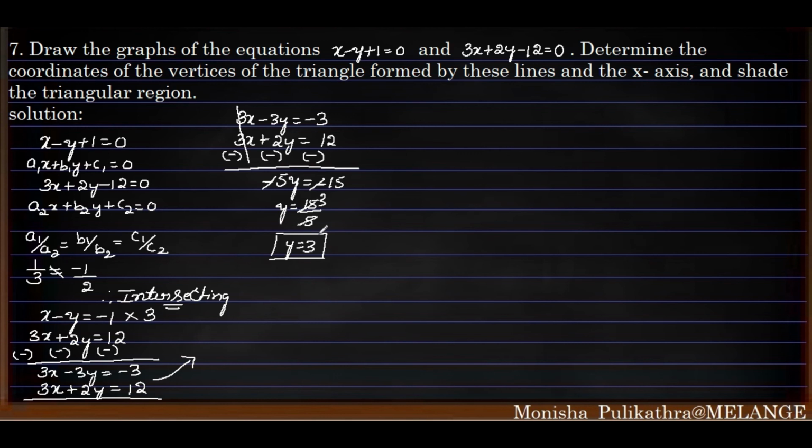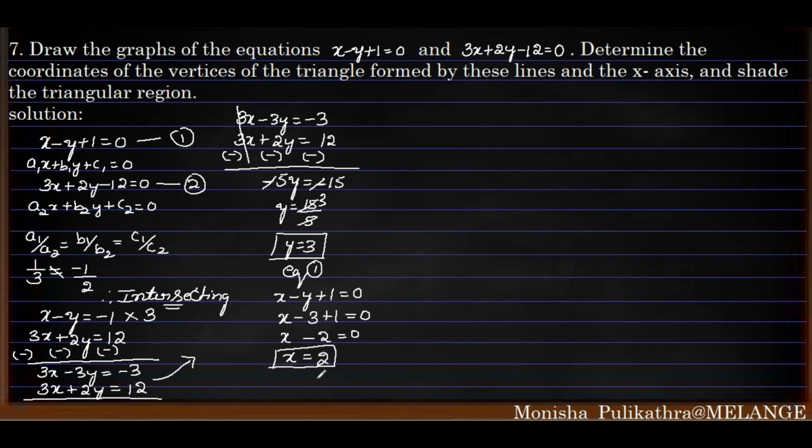Okay. So next, substitute this value into either equation 1 or equation 2. This is equation 1 and this is equation 2. I will be taking equation 1 here. So equation 1 is x minus y plus 1 is equal to 0. So x minus, in place of y we substitute 3, plus 1 is equal to 0. Minus into plus is minus, so minus 3 plus 1 will become minus 2. I will shift minus 2 to the right hand side, it will become plus 2. So x is equal to 2. So this is the intersecting point of this graph, that is 2, 3. At the point 2, 3, the two lines will intersect with each other.